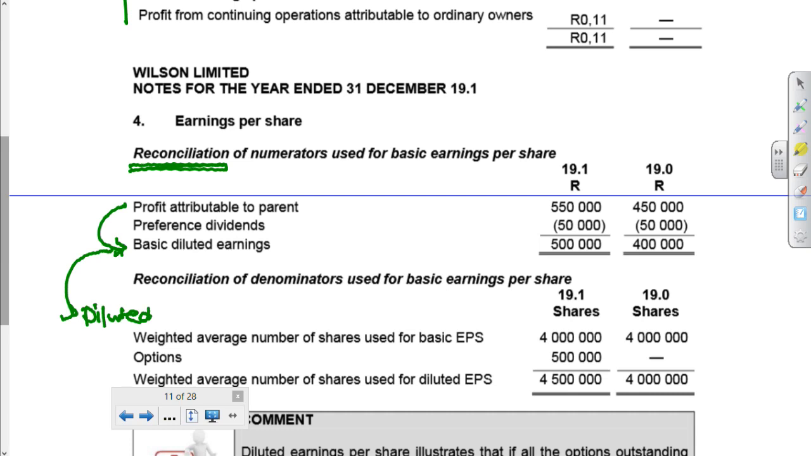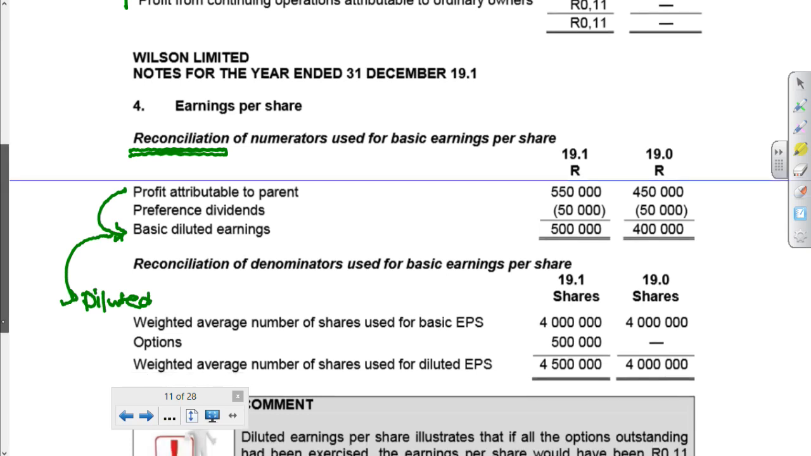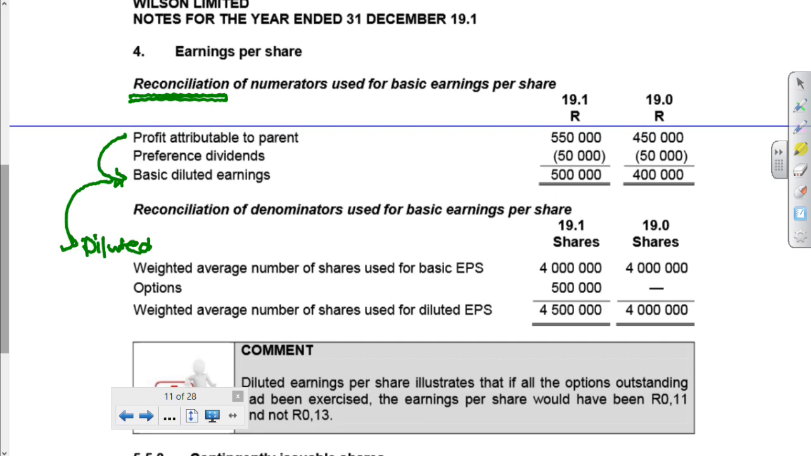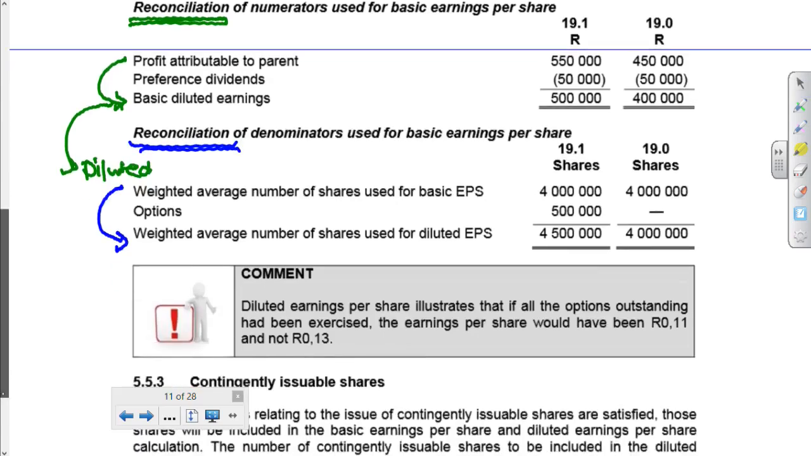Reconciliation, that shows what I adjusted. And for denominators, the same thing for number of shares. It's a reconciliation from the weighted average used for basic to the weighted average used for diluted. So basically, it's what you do in your calc, isn't it? You're just going to disclose it here.